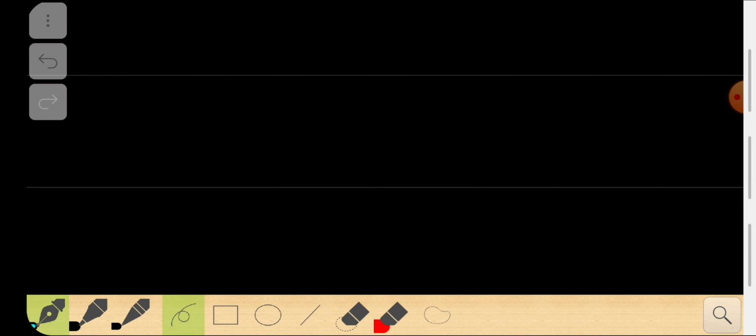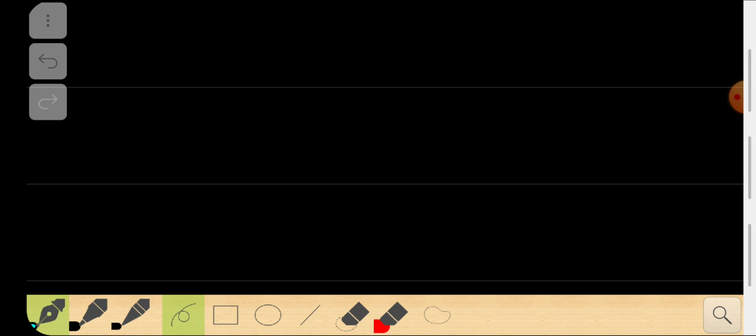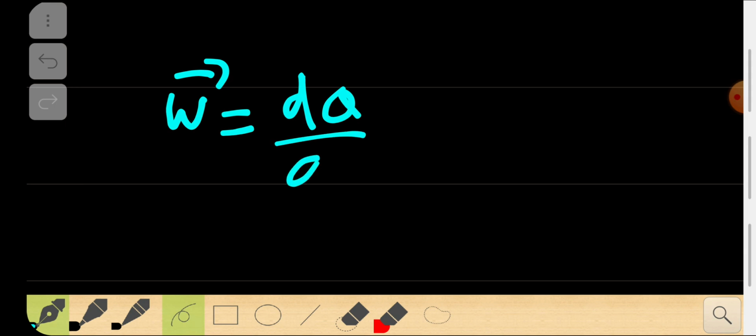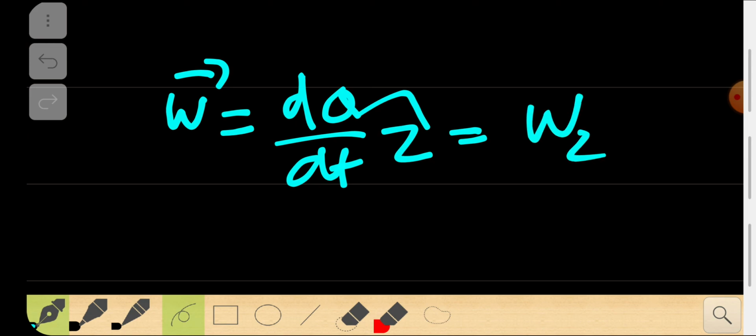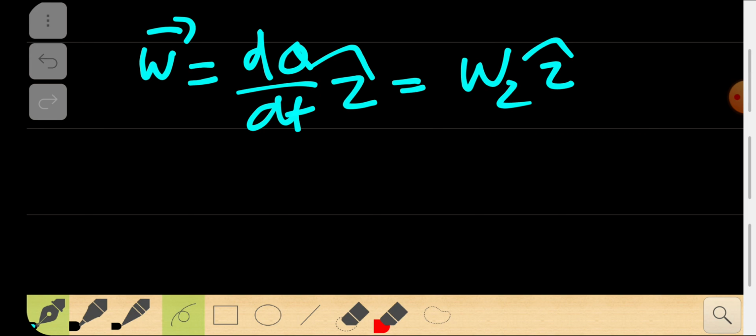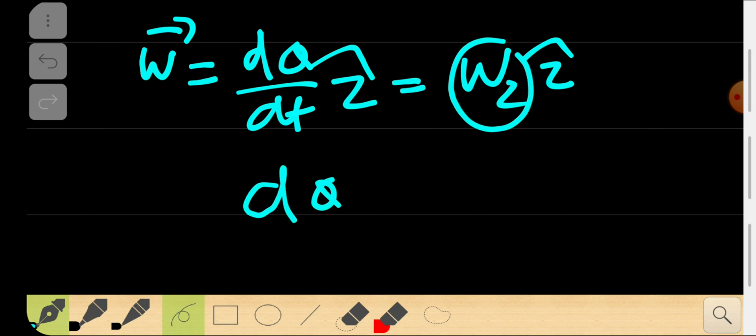So always use a right-handed coordinate system, which is the recommended way of doing problems. Now you can write down that omega will be equal to d theta by dt in the z cap direction. So you can write that it is some magnitude omega_c in the z cap direction, where omega_c will be the magnitude of d theta by dt.